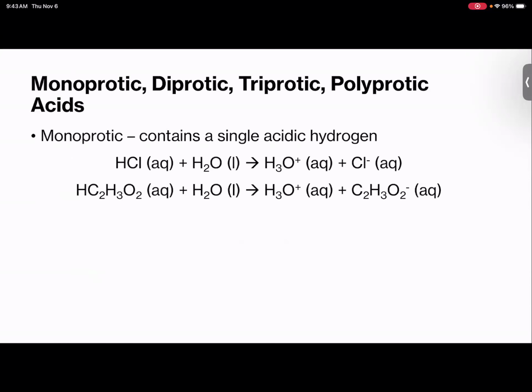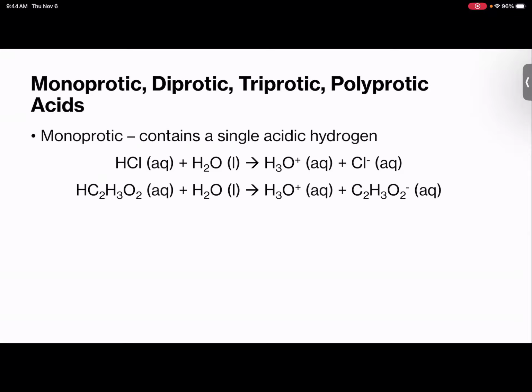Now, acids can be listed as monoprotic, diprotic, triprotic, or polyprotic. Basically, we're describing how many acidic hydrogens there are. In a monoprotic acid, there's only one single acidic hydrogen. Some monoprotic acids that you may be familiar with include hydrochloric acid. In the case of hydrochloric acid, the acidic hydrogen will combine with a molecule of pure water to make the hydronium ion and a chloride ion.